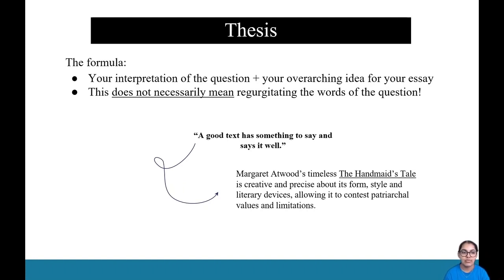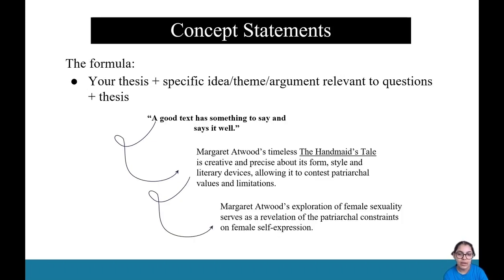So for example, if this is our question, "a good text has something to say and says it well." Margaret Atwood's timeless The Handmaid's Tale is creative and precise about its form, style, and literary devising, allowing it to contest patriarchal values and limitations. That's our answer. We are elaborating on it. We're saying it's a good text because it uses form, style, and language to actually say something about a certain idea.